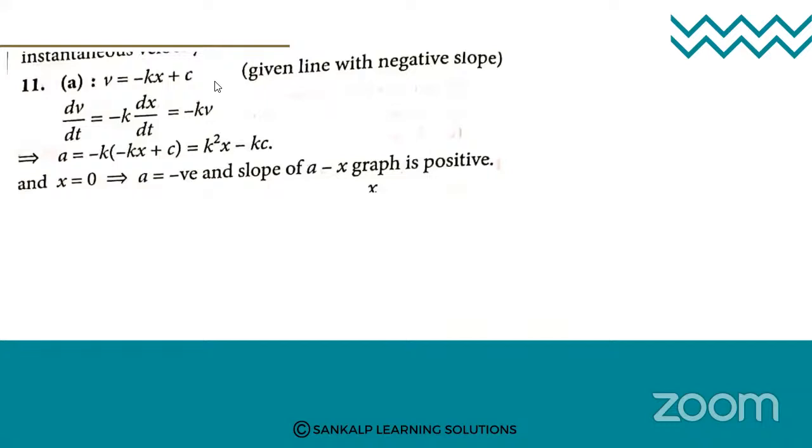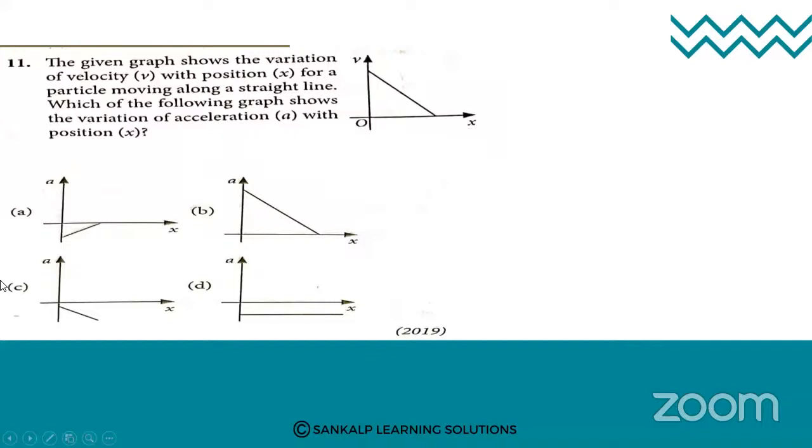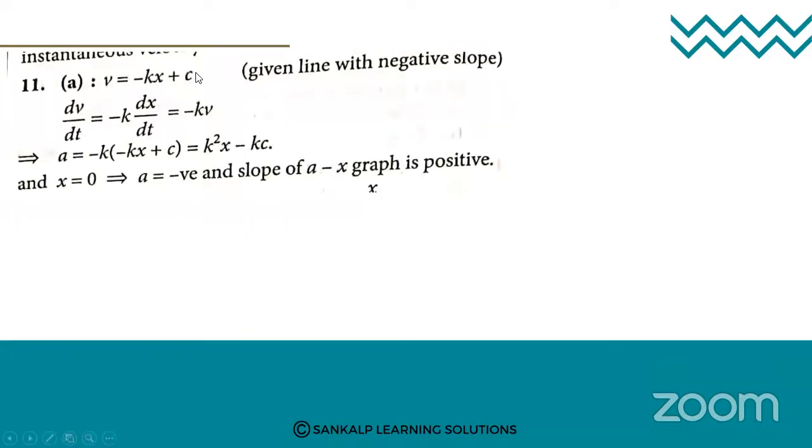It is A, students, because v is equal to minus kx plus c, the given line with negative slope. Did you see the figure? It is a decreasing velocity with respect to the position, right? So the slope is negative, that is minus kx plus c.